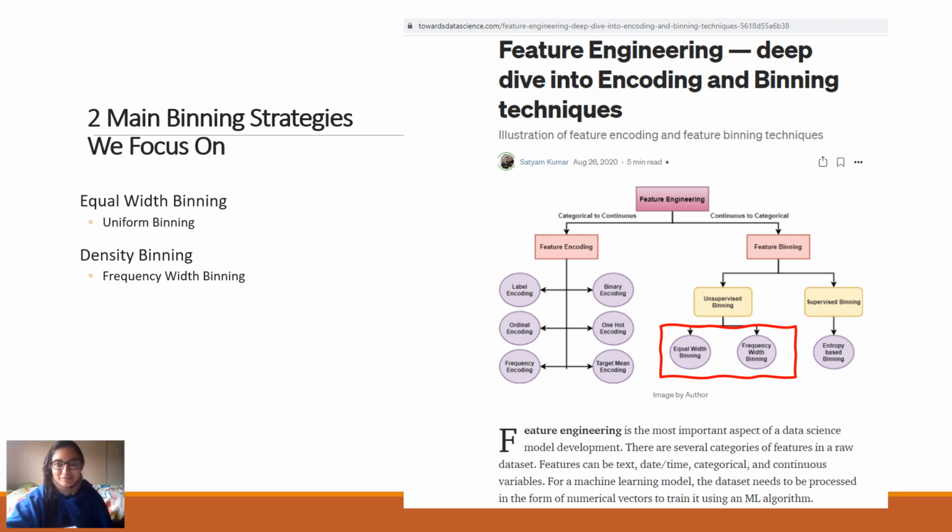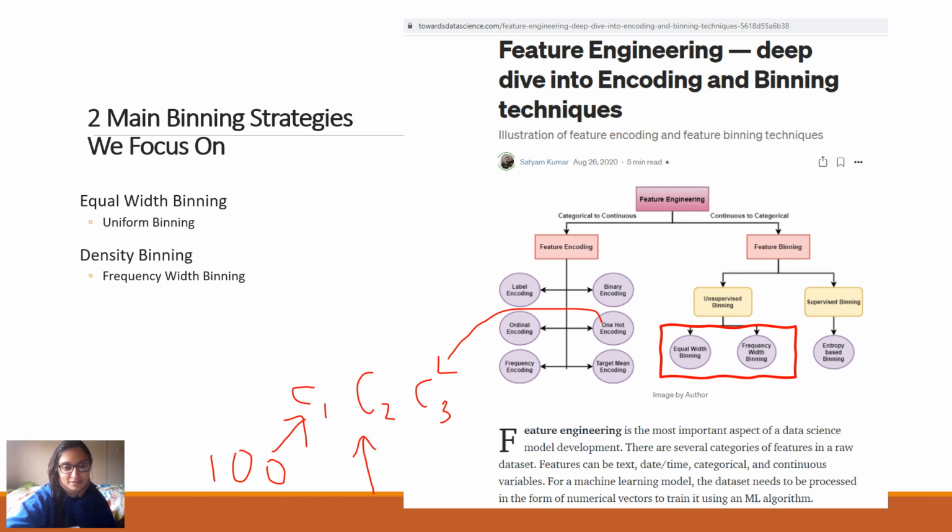Here I want to talk about feature engineering, a deep dive into encoding and binning techniques. When we're using machine learning models, for instance, we can do feature engineering, where we can do feature encoding, going from categorical to continuous encoding as well. One-hot encoding is very popular for neural networks. If you have 3 classes, C1, C2, and C3, then the way you would encode class 1 would be 1, 0, 0. For class 2, you would say it's 0, 1, 0. And then class 3 would be 0, 0, 1. So that would be one-hot encoding.